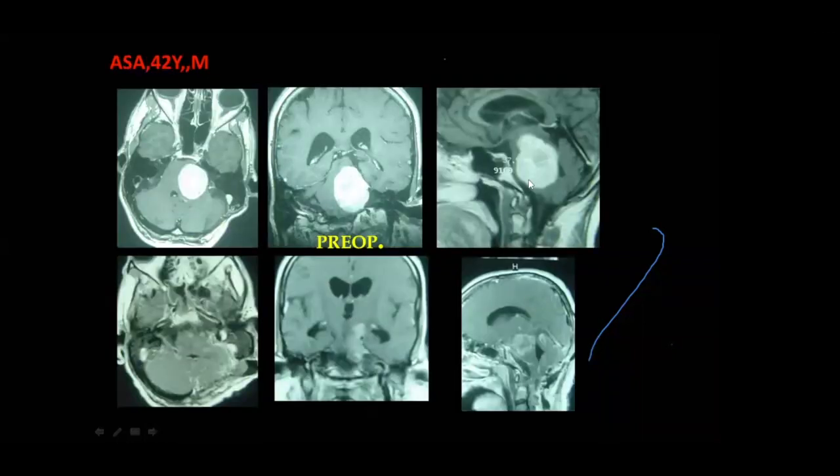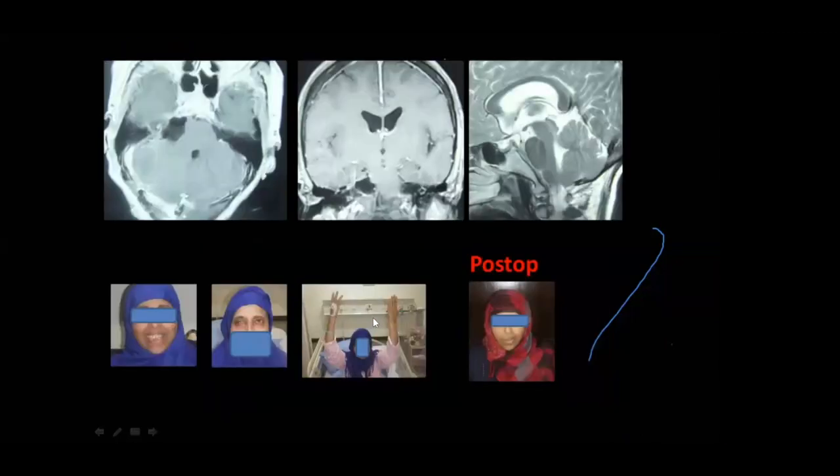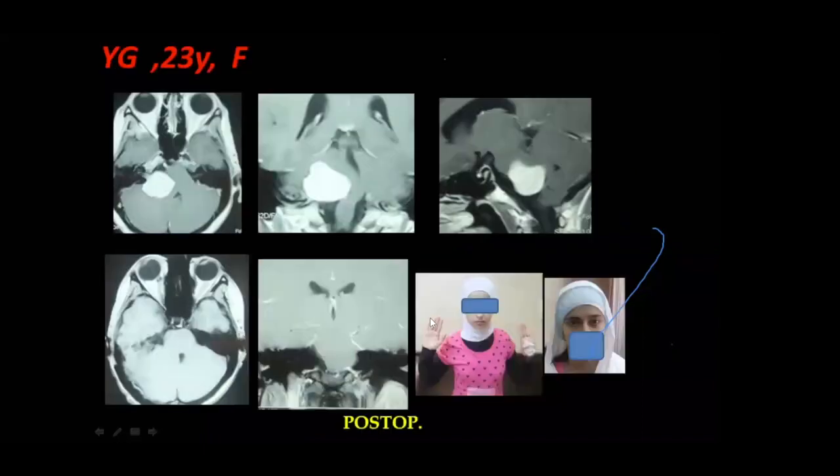Same thing here, before and after. Same thing here. So we managed, but facial nerve function was not able to be preserved. In this one we have good, or somewhat of the facial nerve function is still there.